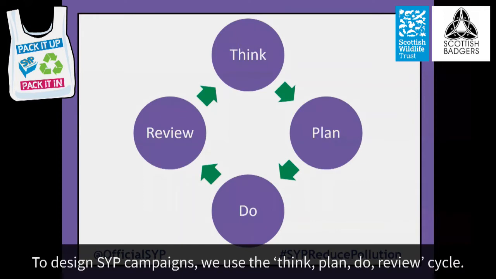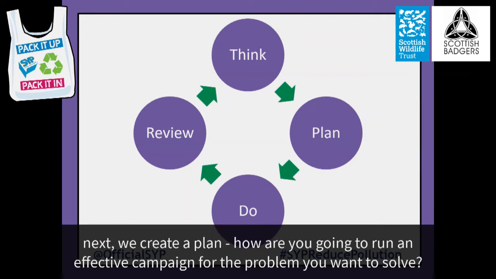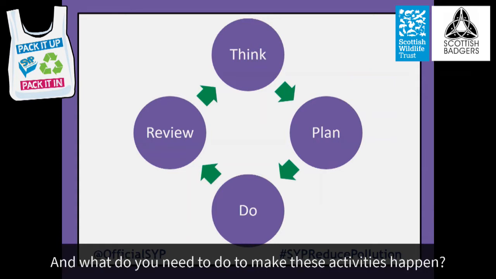To design SYP campaigns, we use the Think, Plan, Do, Review cycle. First, we need to think. What is the actual issue you want to address? Next, we create a plan. How are you going to run an effective campaign for the problem you want to solve? Then, we do. What activities are best placed to achieve your objectives? And what do you need to do to make these activities happen?